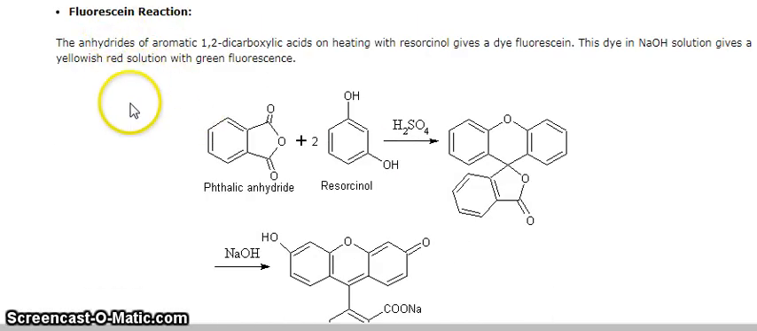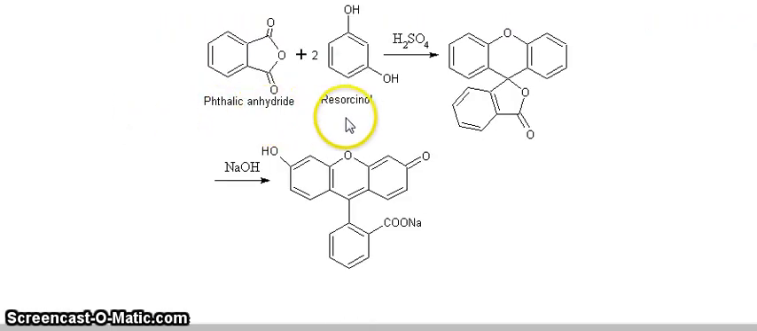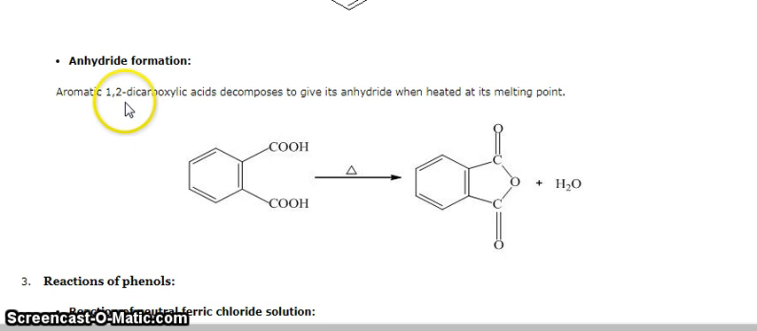This is the fluorescein reaction. The anhydrides of aromatic 1,2-dicarboxylic acid on heating with resorcinol give a dye, fluorescein, and this dye in sodium hydroxide solution gives a yellowish red solution with green fluorescence. So phthalic anhydride and resorcinol form this product. If it reacts with sodium hydroxide, this ring will open, forming fluorescein. Now anhydride formation. You can see over here these reactions: compounds containing two acid groups form anhydrides. So aromatic 1,2-dicarboxylic acid decomposes to give its anhydride when heated at its melting point.